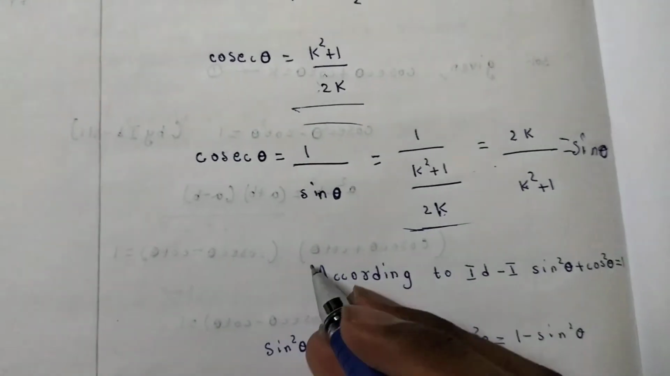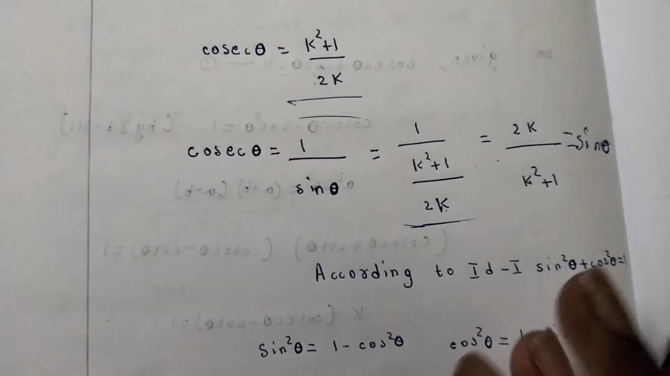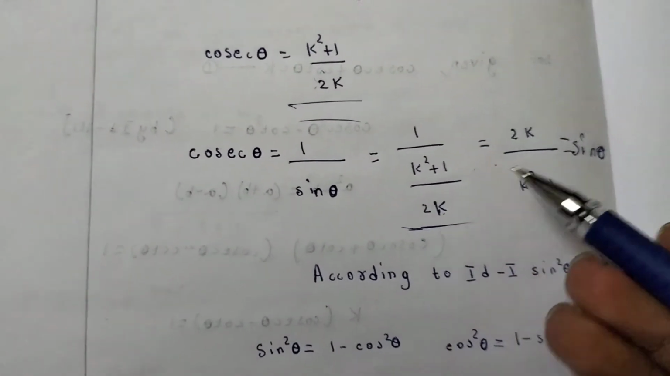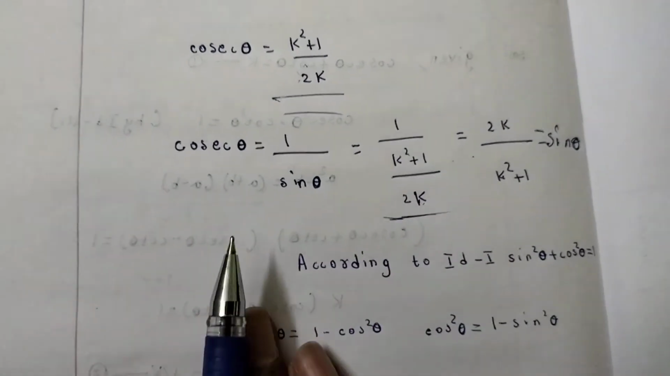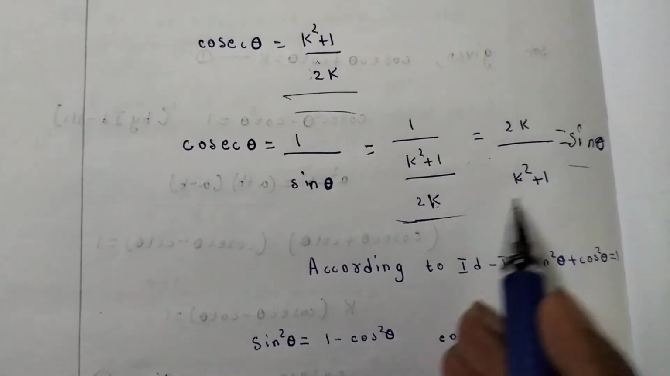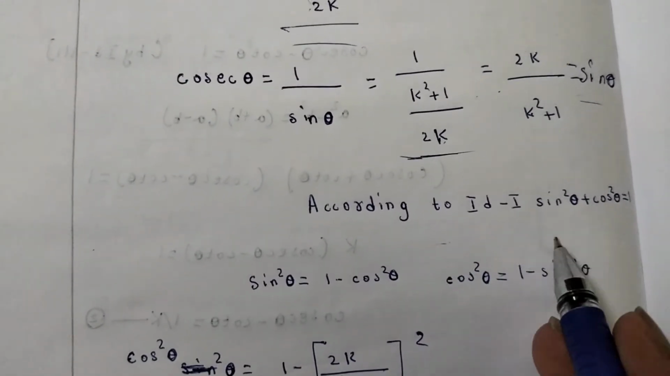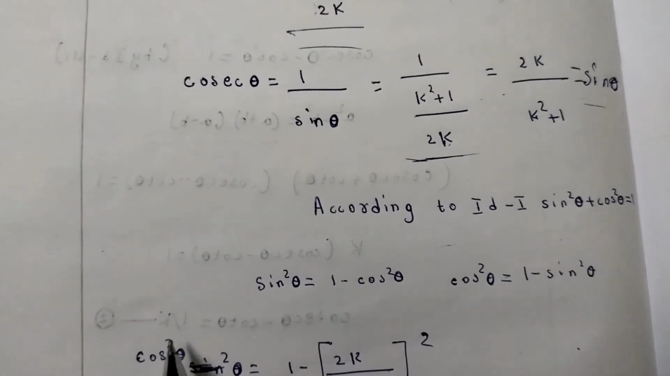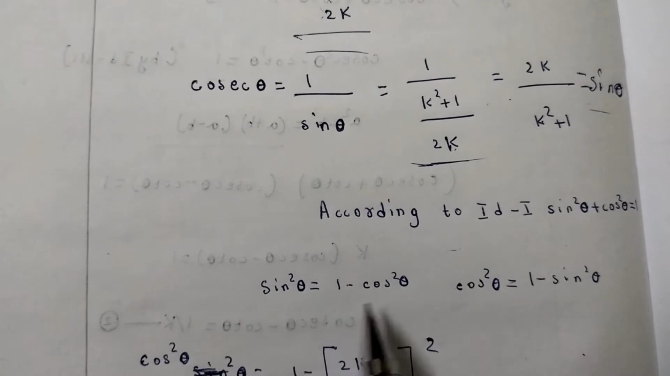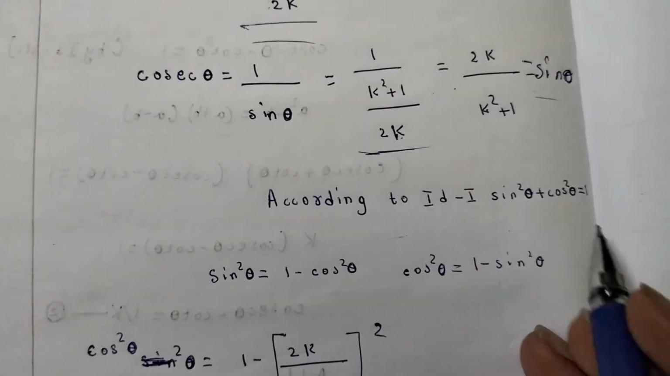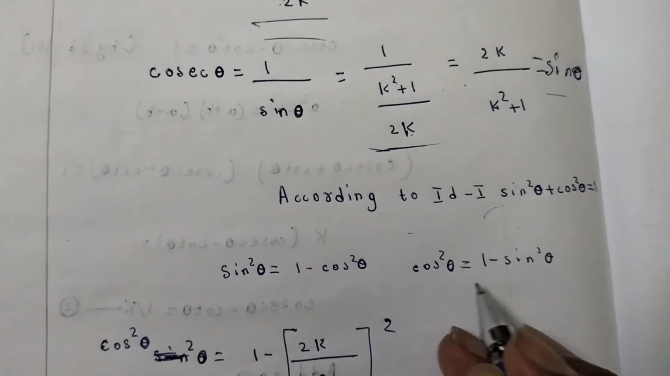Inverse of sin is cosecant, we took it as inverse of sin. So then it became inversed, it is now sin theta, not cosecant theta. So by looking at this, I got the identity, that is, according to identity number 1, sin square theta plus cos square theta is equal to 1. And now we need to find cos square theta.